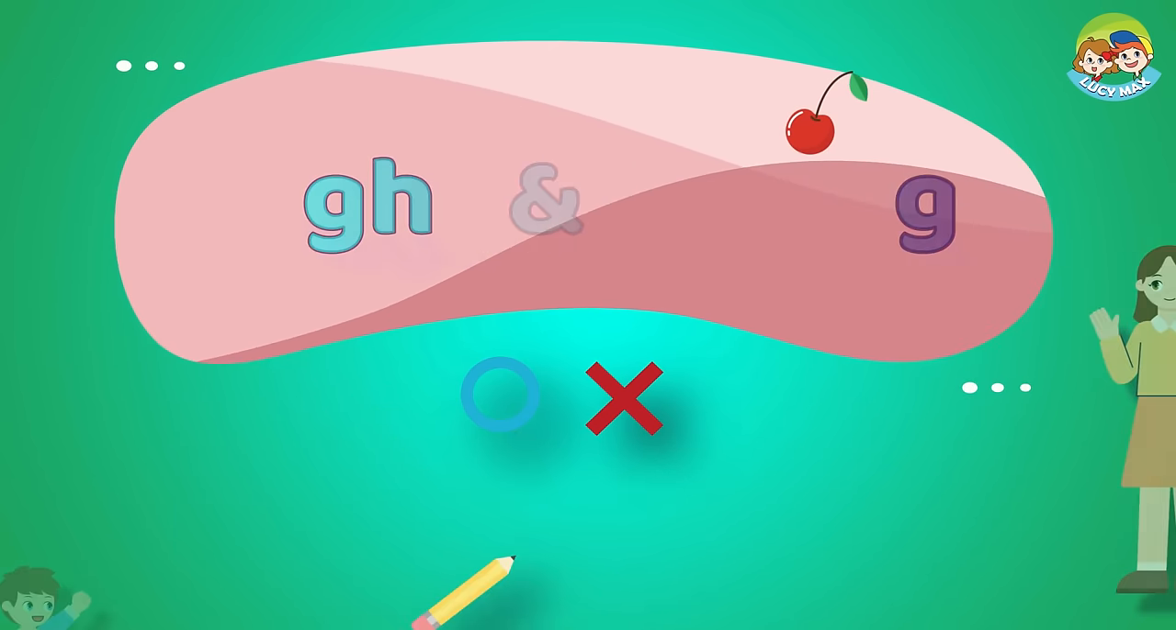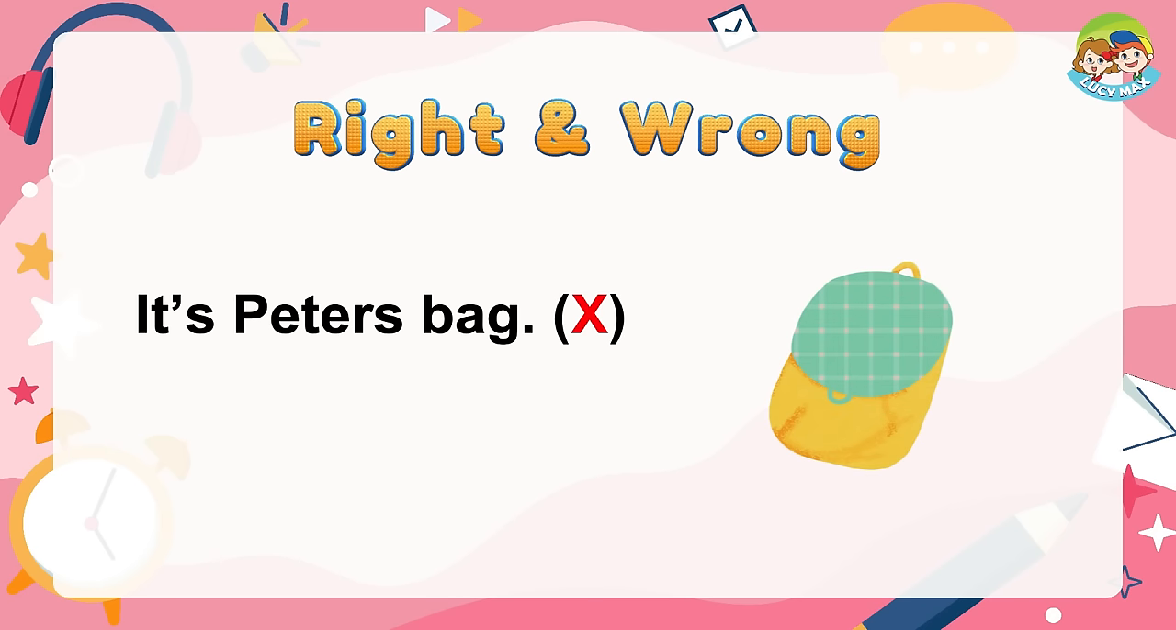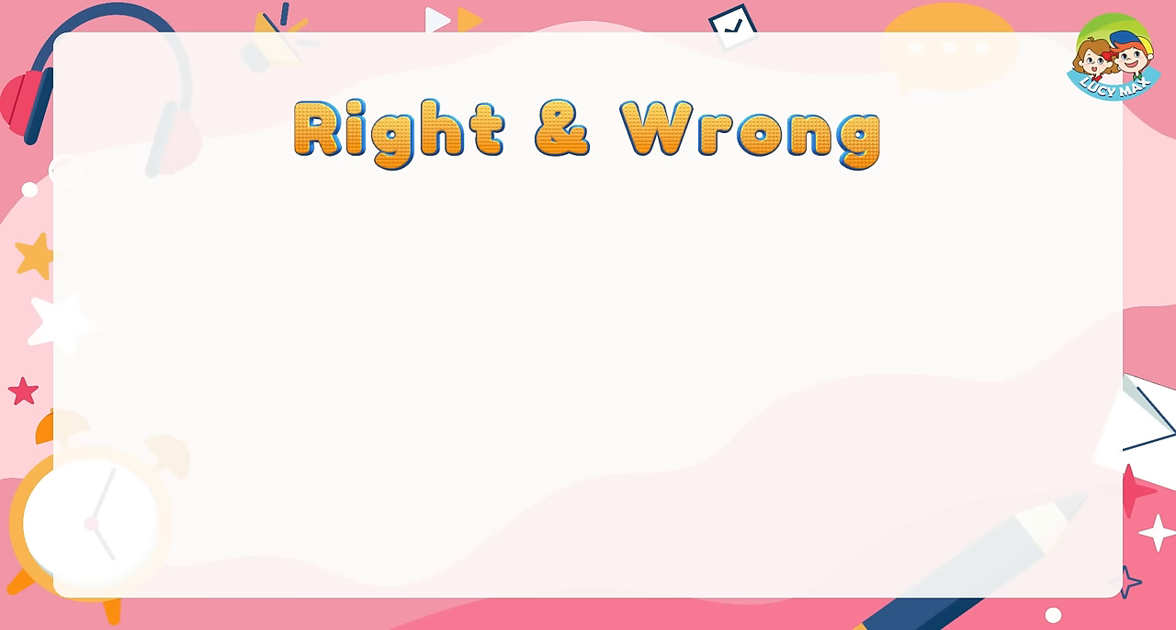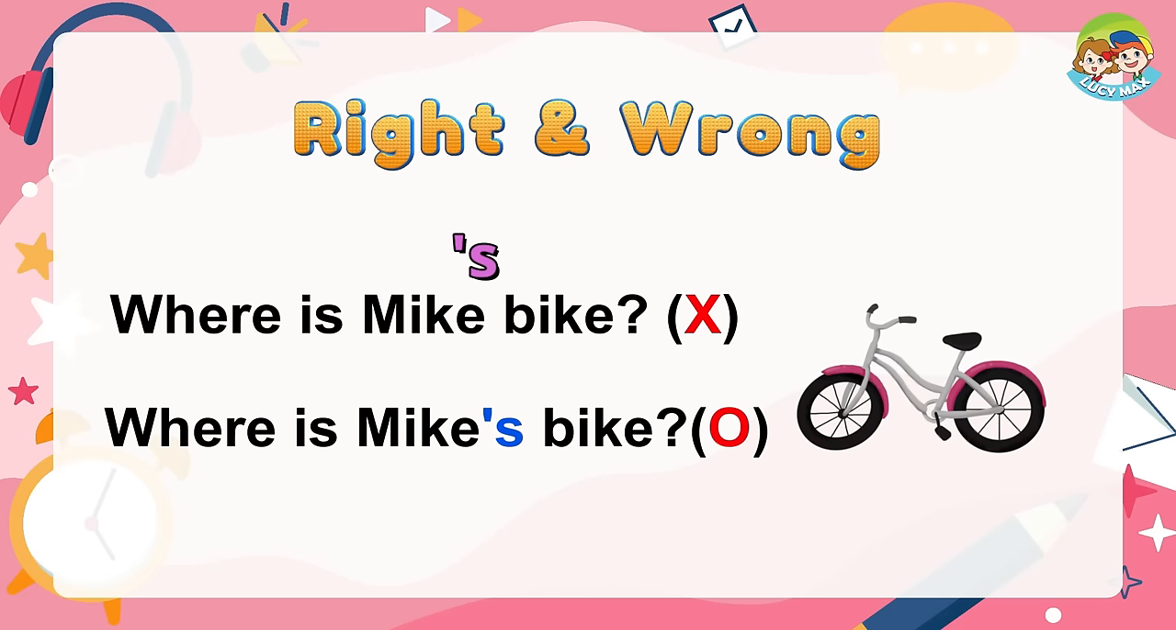Right and wrong. Now look at the right and wrong section. It's Peters bag. This is wrong because Peter's needs apostrophe S. We are talking about his bag. The answer is, it's Peter's bag, with an apostrophe S. Look at the next one. Where is Mikes bike? This is wrong because we need an apostrophe S to make it possessive. Where is Mike's bike?